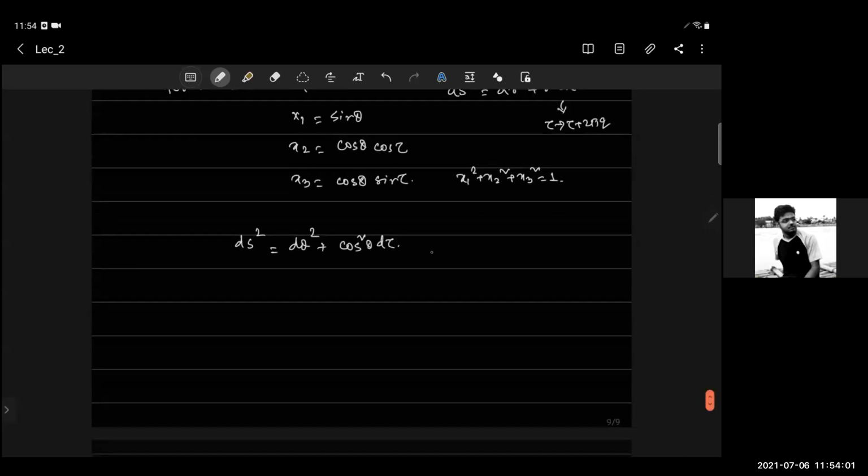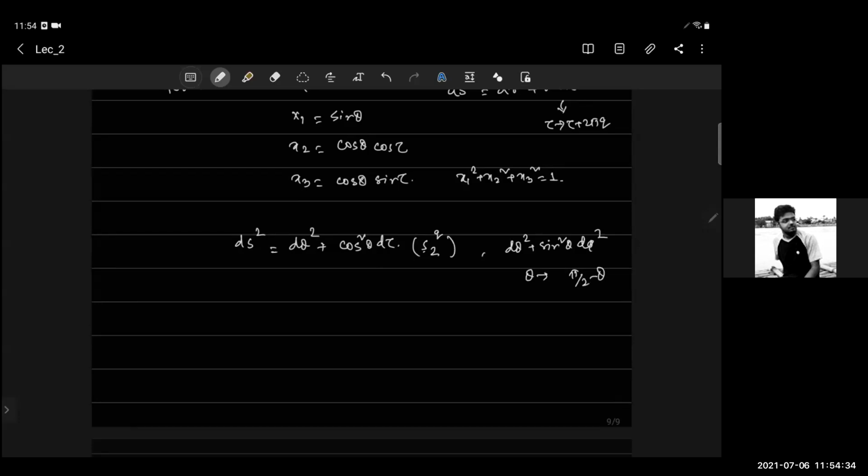Therefore, this is our sphere metric, but tau is identified with tau plus 2 pi q. Therefore, it's called the branched sphere S^2_q, because our sphere S^2 metric, which is simply d theta squared plus sine squared theta d phi squared, you can get back by substituting theta by pi by 2 minus theta. Correct? This is the same one.